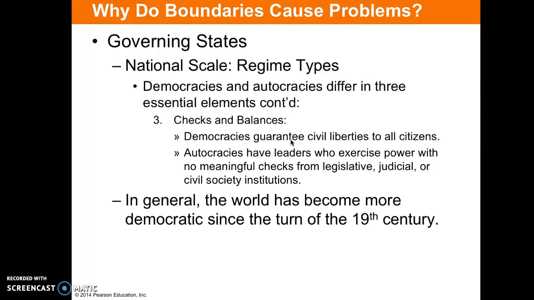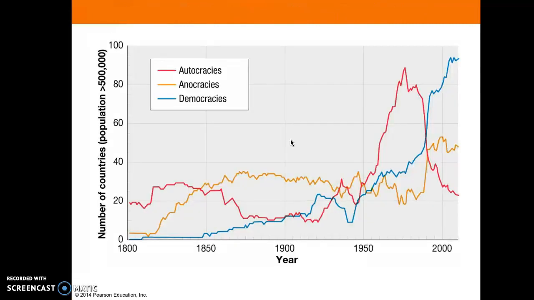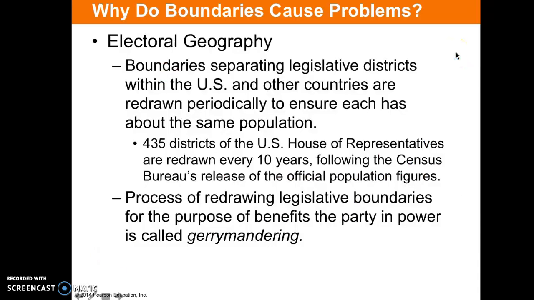In general, the world has become more democratic since the turn of the 19th century, even when there's setbacks, like during World War II, or recent setbacks with Venezuela or Russia. But you can see that while there was a quick spike in autocracies right after World War II, it kind of collapsed and democracies were on the rise. And you can see another spike in autocracies right here. This would be the Cold War. This would be World War II. But in general, democracies went from being virtually non-existent to being the majority of governments.